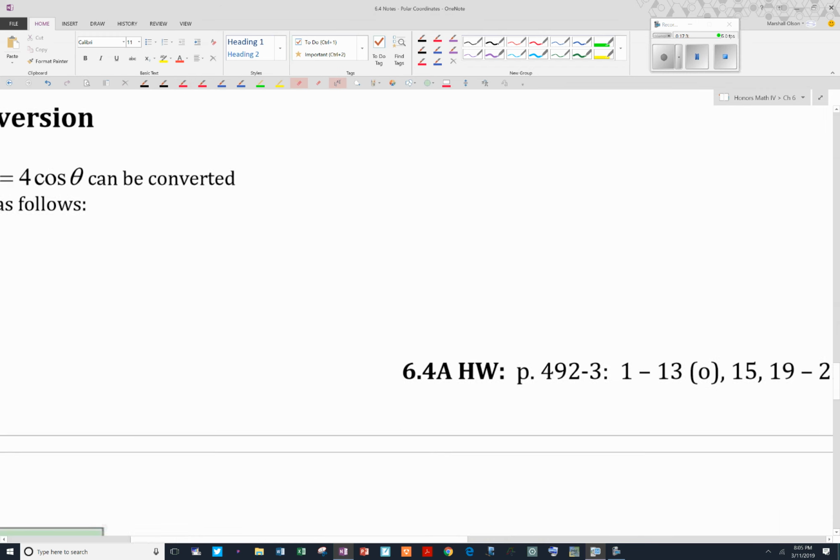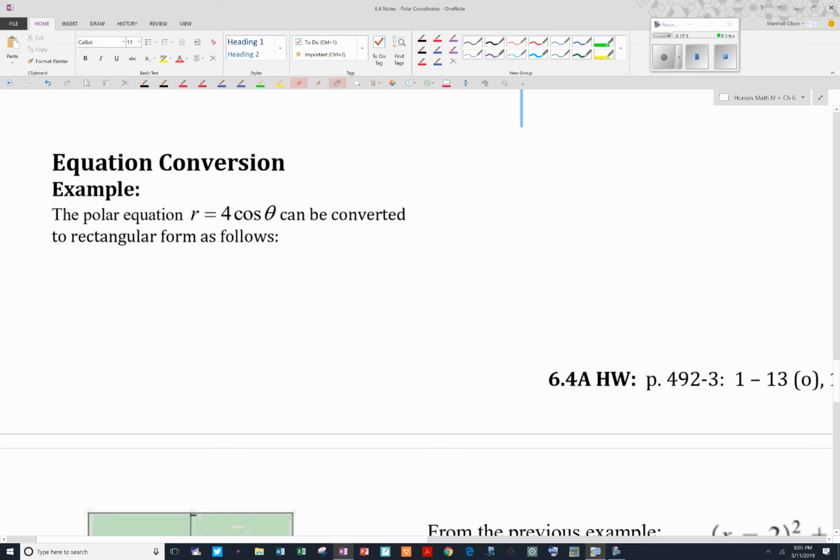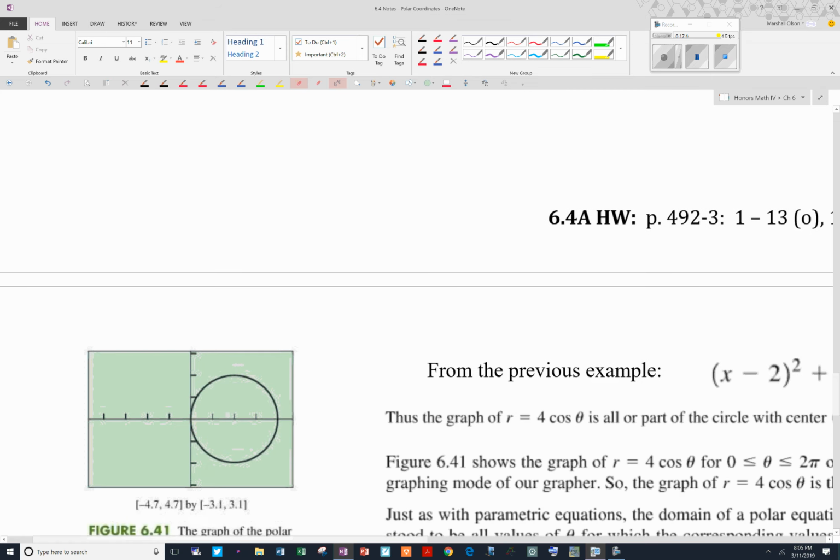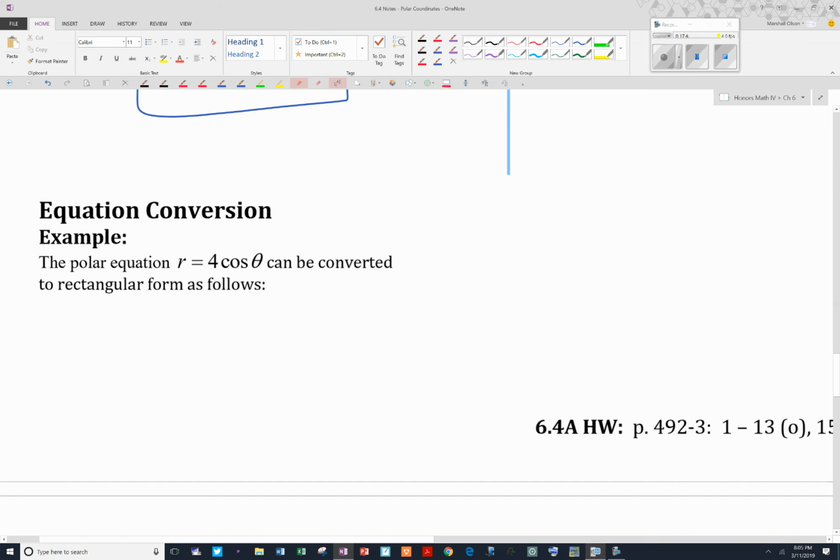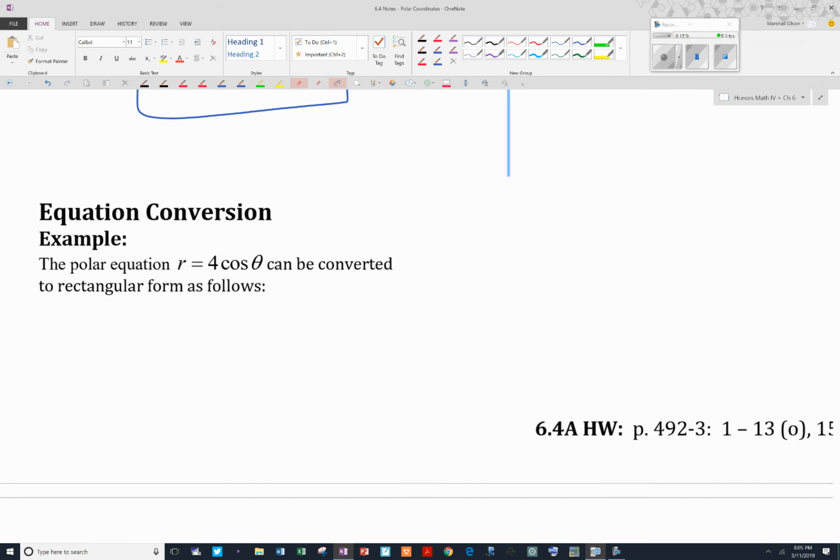Okay, now we're going to move into the next piece of this section, which is equation conversions. And actually, you know what? I'm going to start a new video for that. We're going to do this, and then some of the stuff that we have left to finish in the front, in our next video.